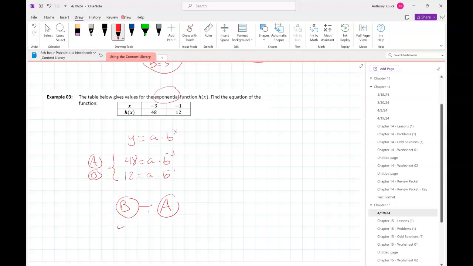So if I do that, I have 12 over 48 equals a times b to the negative 1 over a times b to the negative 3. Well, what's 12 over 48 reduced to? 1/4, I heard somebody mumble, I think. And how does a times b to the negative 1 over a times b to the negative 3 reduce?